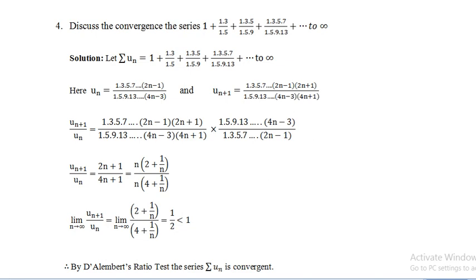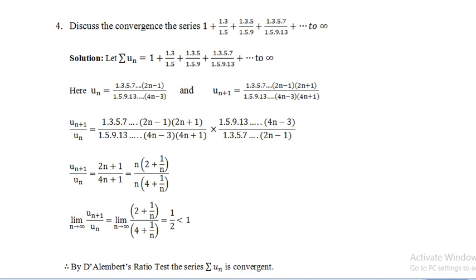If you substitute n equal to 1, we get the first value as 1. If n equal to 2, it becomes 3. If n equal to 3, it gives 5. Similarly in the denominator, n equal to 1 gives 1, n equal to 2 gives 5, n equal to 3 gives 9. So this is the nth term un.